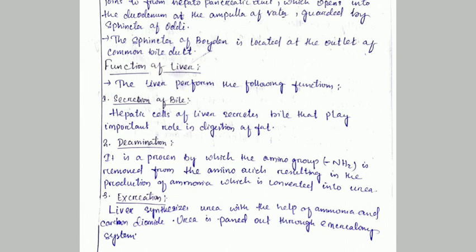Function of the liver. The liver performs the following functions: secretion of bile. Hepatic cells of liver secrete bile that plays an important role in the digestion of fat. Deamination: it is the process by which the amino group is removed from the amino acids, resulting in the production of ammonia, which is converted into urea. Excretion: liver synthesizes urea with the help of ammonia and carbon dioxide. Urea is passed out through the excretory system.